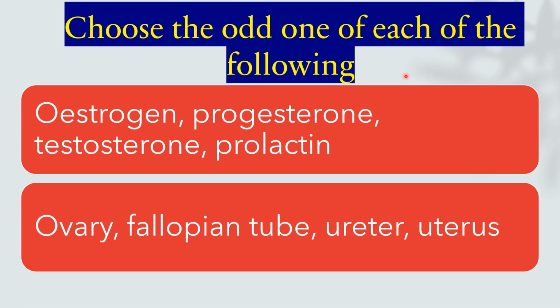Choose the odd one of each of the following. Estrogen, progesterone, testosterone, prolactin. Here, testosterone is the odd one as it is a male hormone. Other three are female hormones. Ovary, fallopian tube, ureter, uterus. Here, ureter is the odd one as it is a part of the human excretory system. Then ovary, fallopian tube, uterus, these three come under female reproductive organs.